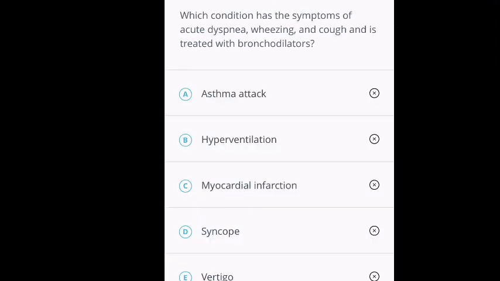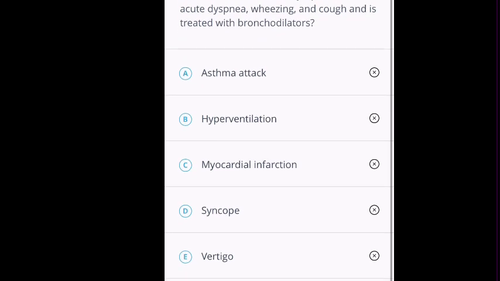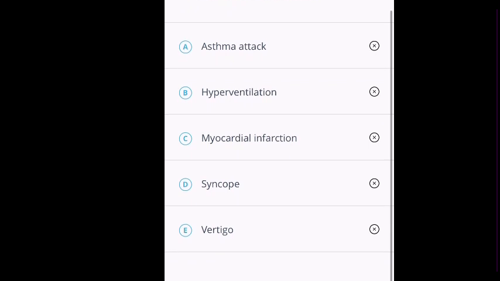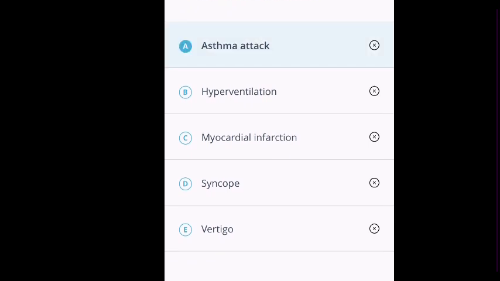Which condition has the symptoms of acute dyspnea, wheezing, and cough and is treated with bronchodilators? Asthma, hyperventilation, myocardial infarction, syncope, or vertigo? The correct answer is asthma.